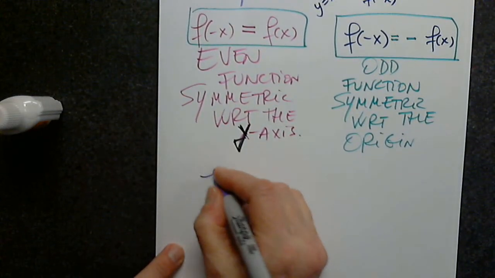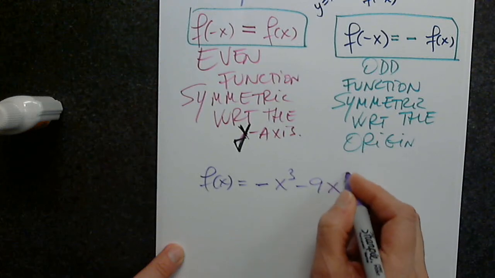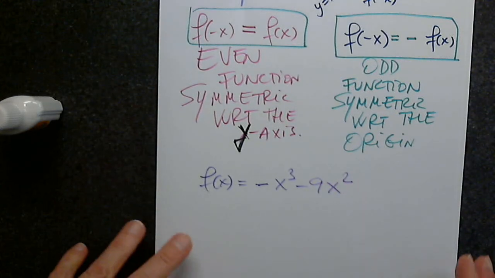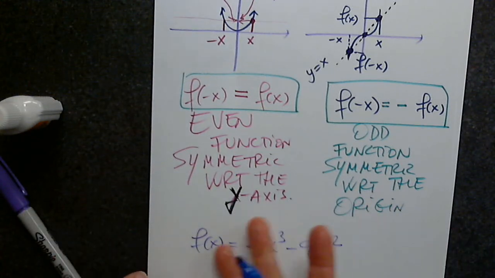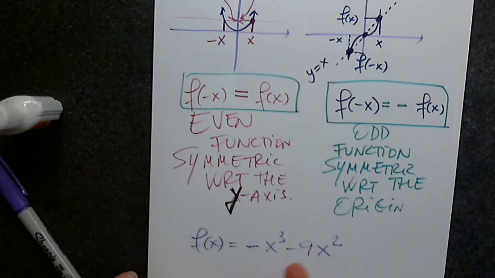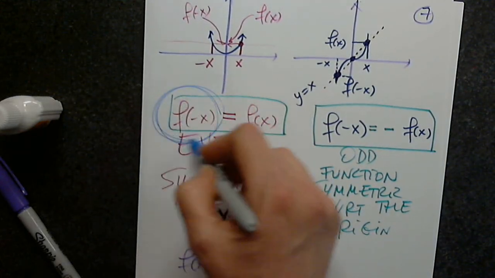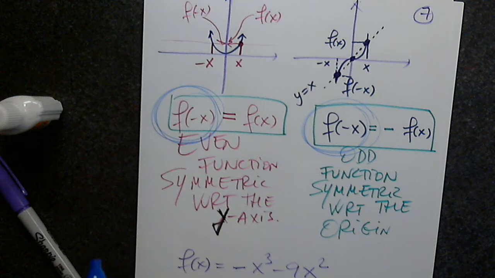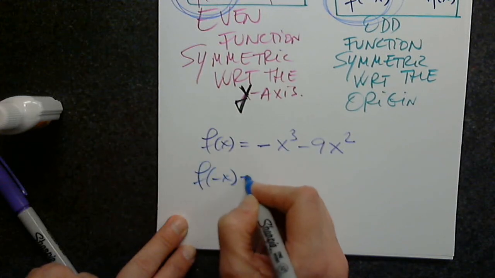So we have, again, our function, the same one from before, negative x cubed minus 9x squared. The reason I presented this is because I want you to understand that if we are given a function, we're not asked to graph it. We're asked to determine whether it's symmetric, meaning if it's odd or even. In both situations, we have to determine this. So this is what I am going to start with, f of negative x. Okay? So let's find f of negative x.